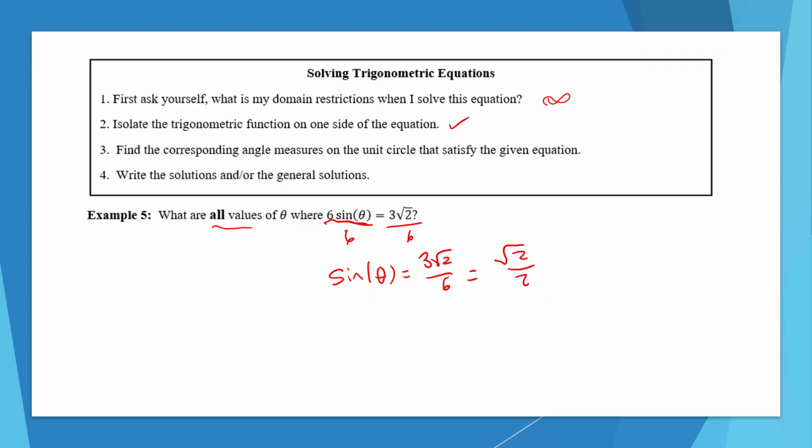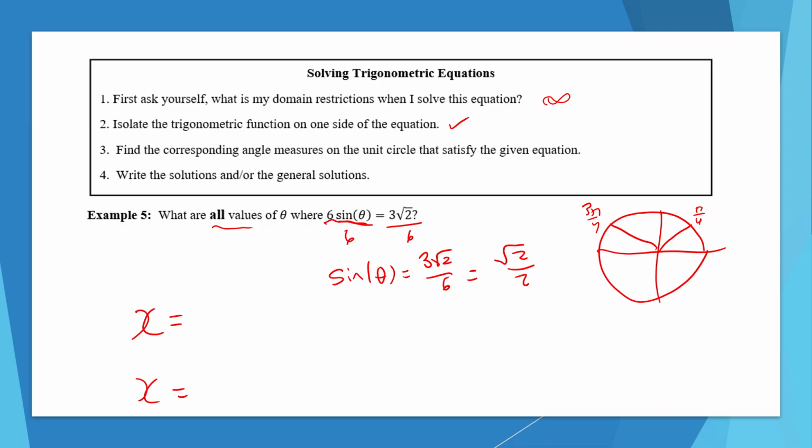Then we want to find the corresponding angle measures on the unit circle that satisfy the given equation. So where is sine equal to root 2 over 2? That's going to be at 45 degrees or pi over 4. And sine is also positive in the second quadrant at 3 pi over 4. Then I'm going to write my solutions, or general solutions if we have them. This one does. So here we should have two equations, x equals pi over 4 and 3 pi over 4, and then plus, and we're going to tack on that 2 pi k. And both of those equations should give us our answer to example number 5.